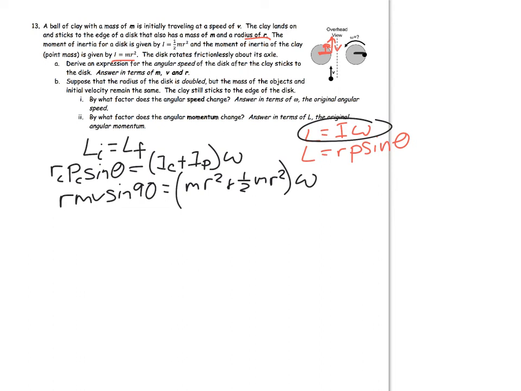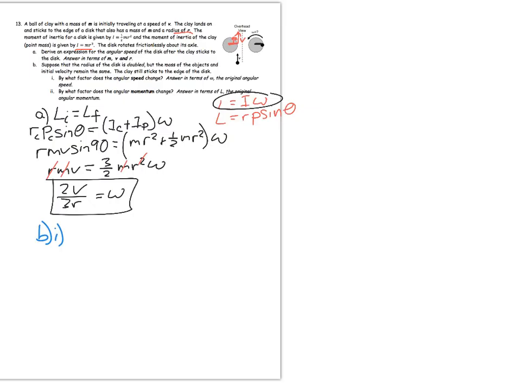We can simplify a little bit on the left side. That sine of 90 drops because it's just 1. And on the right side, we're going to have 3/2 mr squared times our angular speed. The m's cancel out here. One of the r's cancels out. And what we're left with is, when we divide by 3/2, it's like multiplying by 2/3. So we're left with 2v over 3r as our angular velocity here.